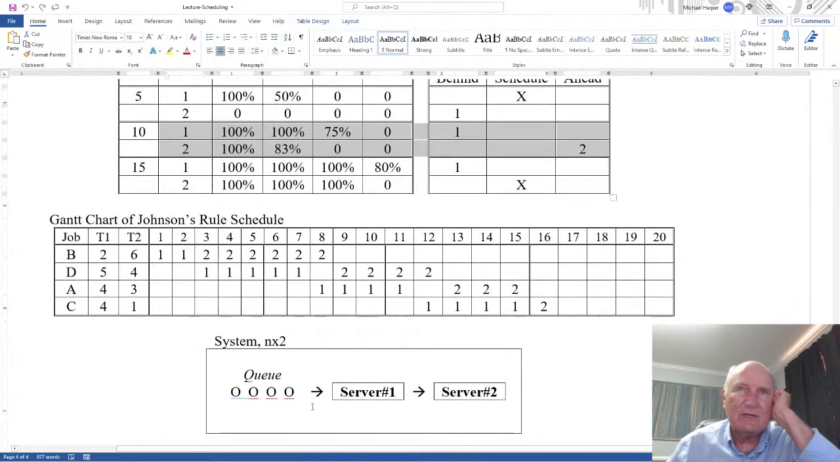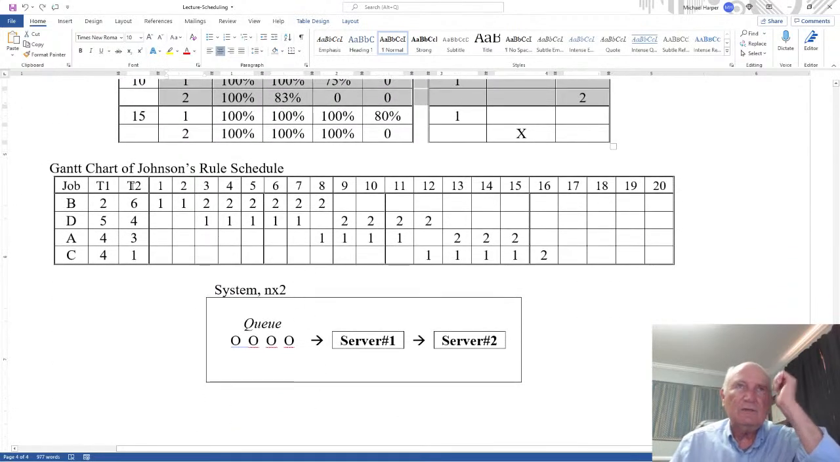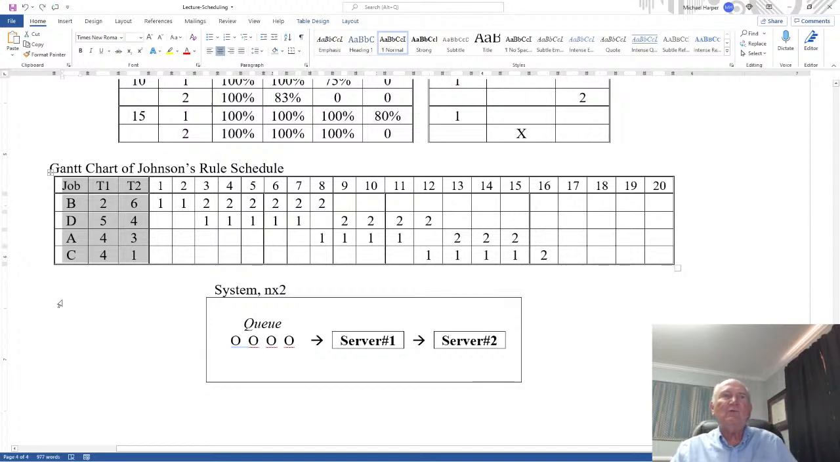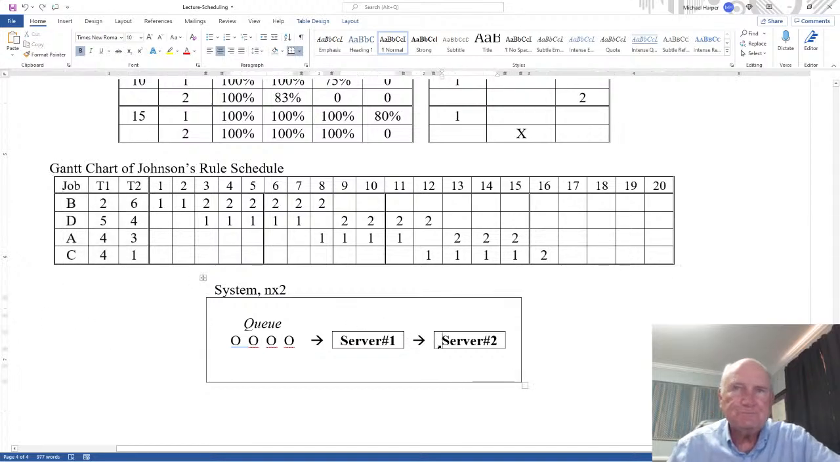Now, the last thing I want to cover here is the Gantt chart of Johnson's rule. I'm using this to illustrate why Johnson's rule works. Remember, the concept of Johnson's rule is the smaller times on the first server are early in the schedule, and the smaller times on the last server are later in the schedule. Why does that work? Well, let me illustrate.